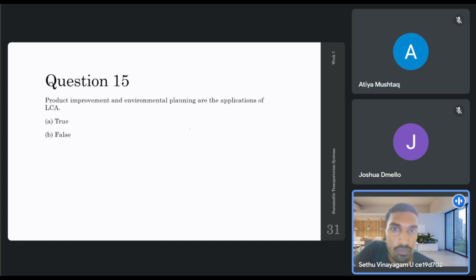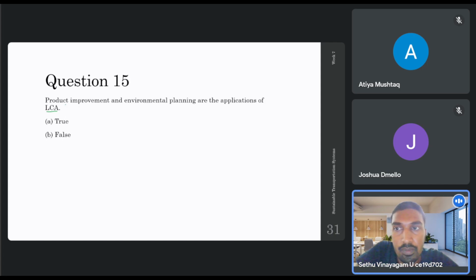Okay, so we looked at four different objectives of the LCA, right? Two of them are product improvement and environmental planning. We also looked at marketing and decision making, where the LCA can be used, right? So in product improvement, since we are assessing every aspect of the product's life cycle, we are looking at all the different stages and their impacts. So we look for opportunities where this product can be improved in an environmentally friendly way, where the impact can be reduced.